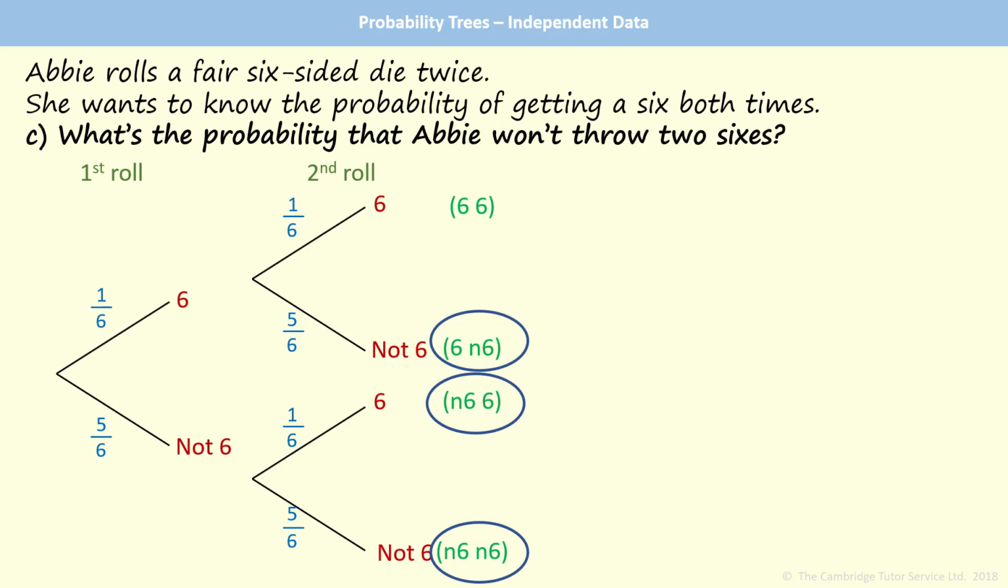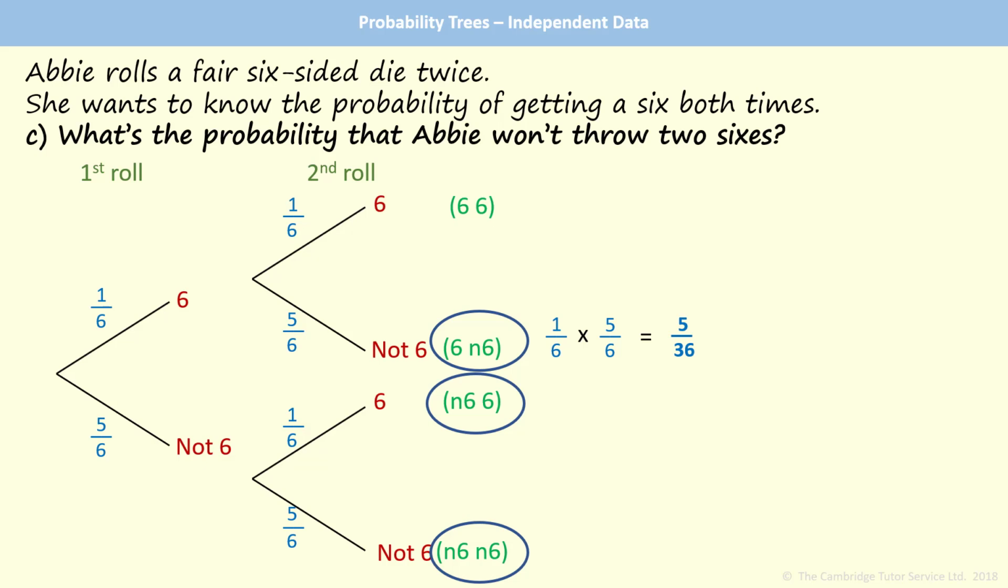Looking at the first one, 6, not 6. That's 1 sixth multiplied by 5 sixths, which gives you 5 over 36. A word of warning with these ones, don't simplify them if they can be simplified at this stage, because you need to add them together at the end, so the denominators need to stay the same.